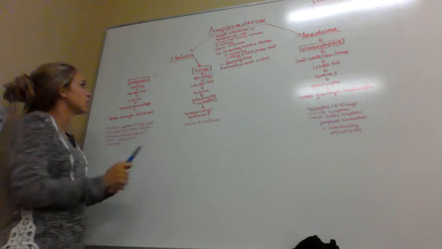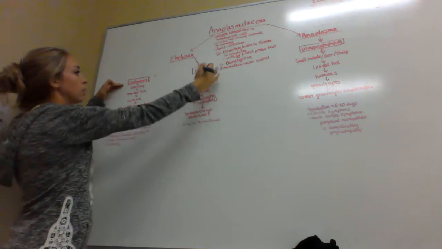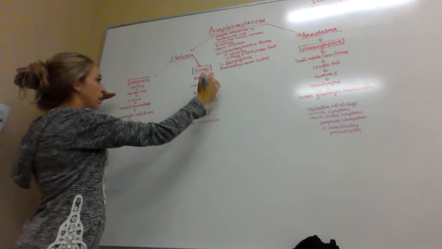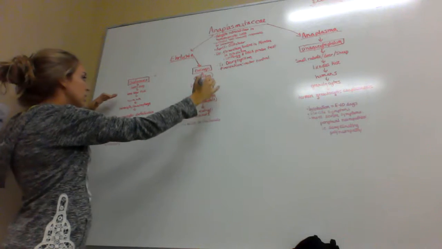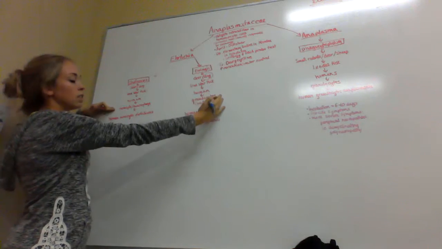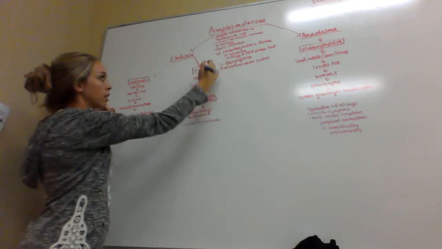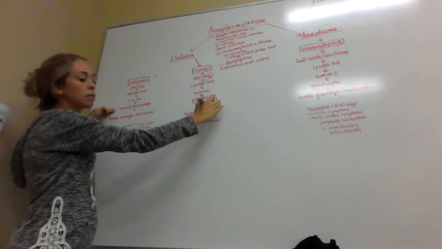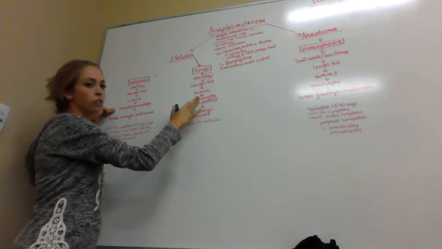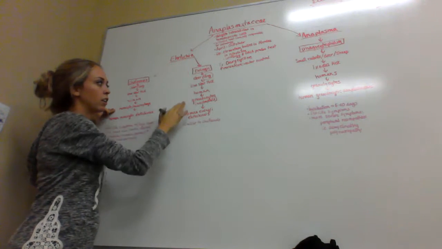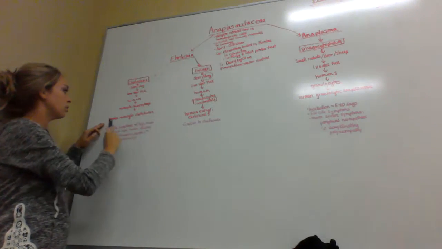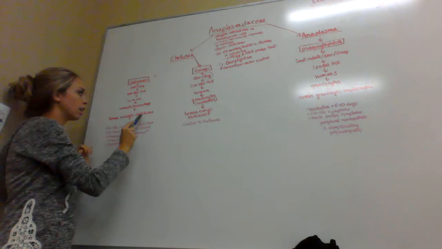So chaffeensis and ewingii. The reservoirs are deer and dogs, and the vector is the lone star tick for both of these, and then it's the human. For chaffeensis, it's monocytes and macrophages that get infected, and for ewingii, it's granulocytes, specifically neutrophils. So ewingii has a G in it, and so it affects granulocytes. G, ewingii, and granulocytes.